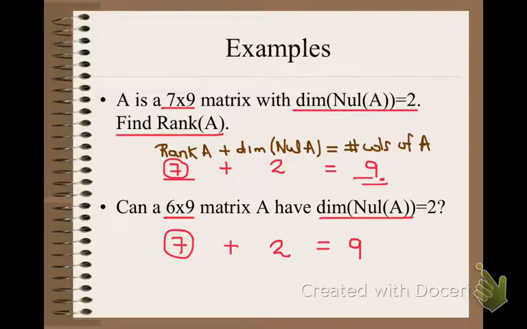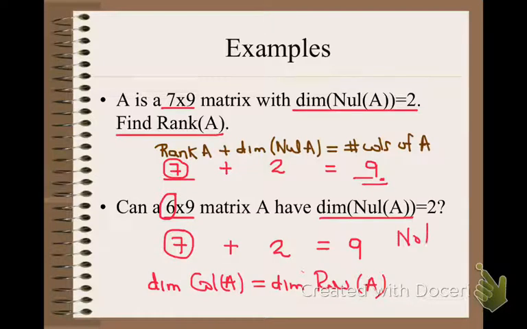So here is why there's a problem. Notice that our matrix is 6 by 9. That means that it only has 6 rows. So the most pivot columns that I can have would be 6 and not 7. Because remember that each row has to have a pivot, and we know that the dimension of the column space of A is equal to the dimension of the row space of A. So I would need 7 pivots, but I only have 6 rows. So this is not possible. So we'll say no.